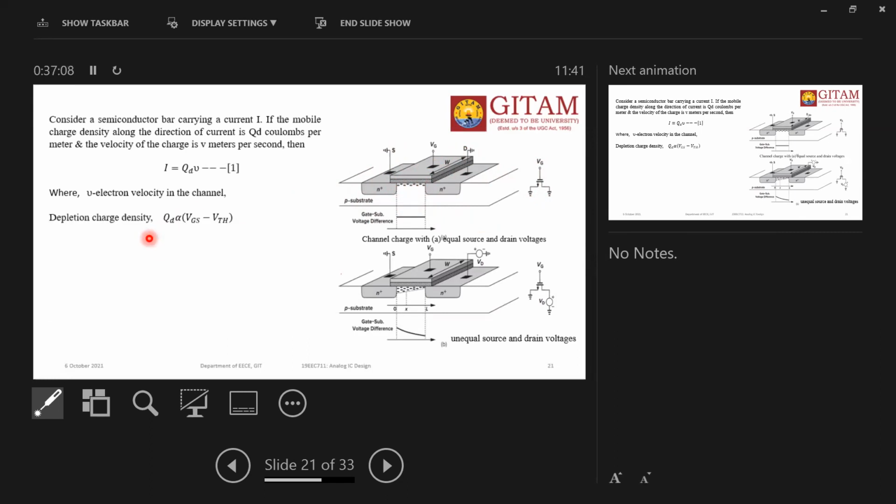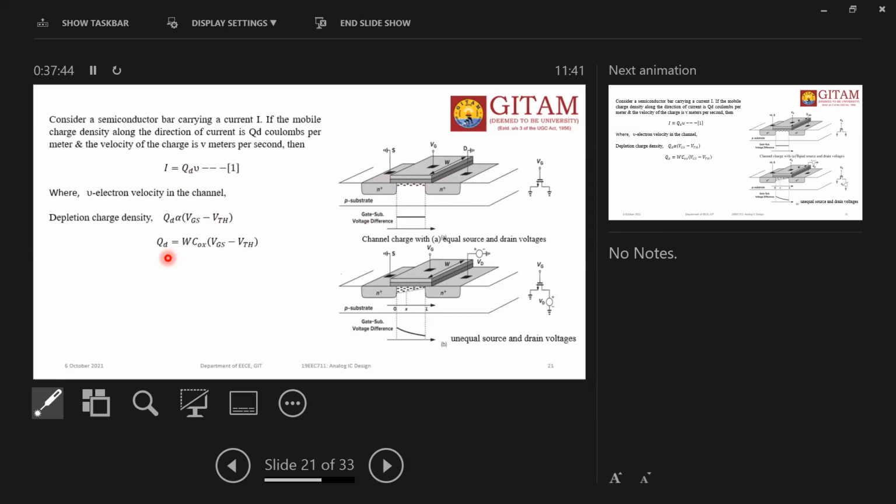Now, this QD, what I told you, the depletion charge density QD, the charges in the depletion layer, is proportional to the difference between the gate to source voltage and VTH of the device. So the depletion charge density QD is proportional to the difference between VGS and VTH. What is VGS? The gate to source voltage. VTH is the threshold voltage of the device.